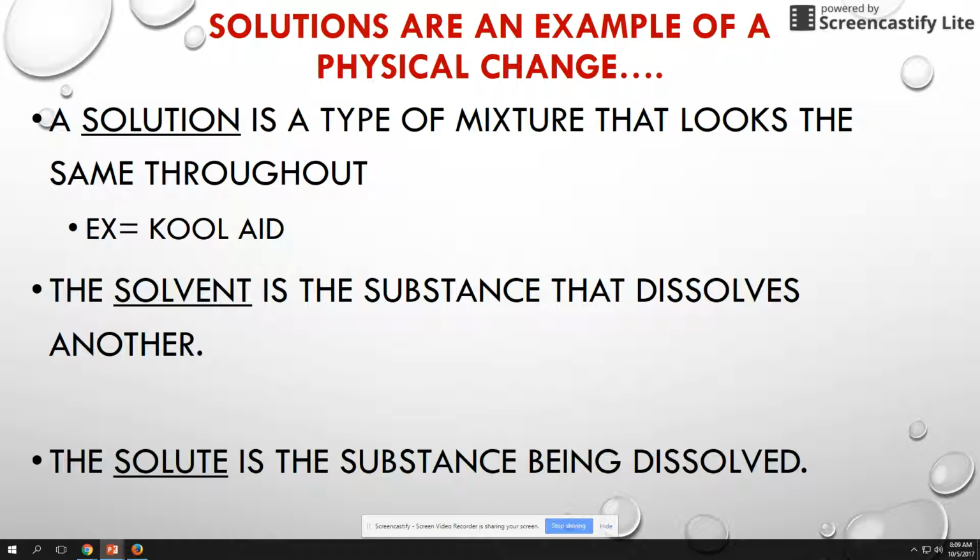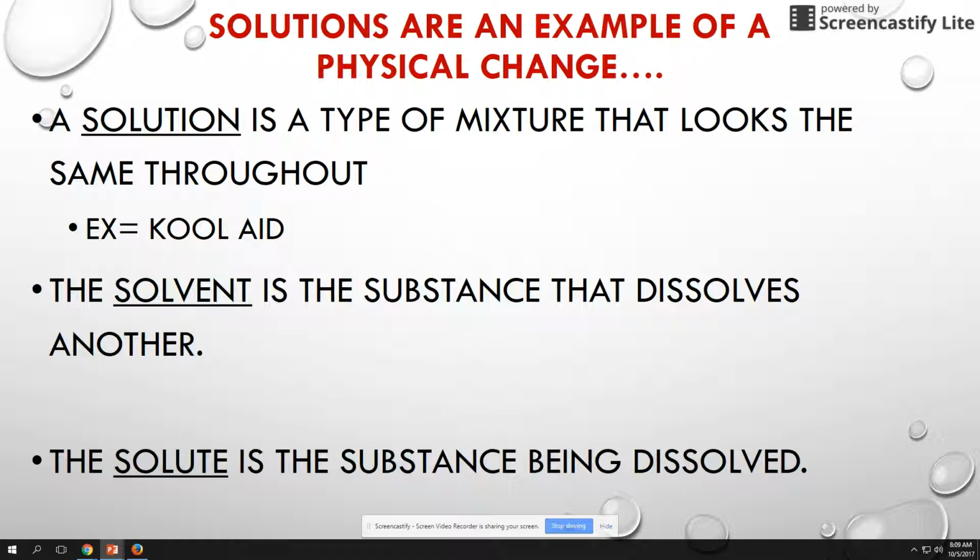Solutions. We talked about solutions. We did a whole lab the other day on solutions. Solutions are an example of a physical change, boys and girls, because the two properties that you're putting in this solution are staying the same. A solution is a type of mixture that looks the same throughout. Think of Kool-Aid. Kool-Aid is going to be that color that's going to dissolve in the water.